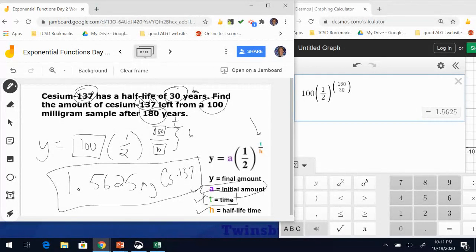All right? So again, if you notice, we're actually not doing too much math as far as computing because we're letting our best friend Desmos do it for us. We just have to make sure that we're organized.